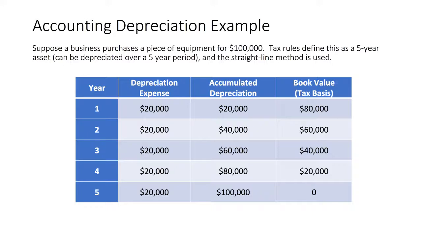That means we've now fully depreciated this asset. The full $100,000 has now been expensed, meaning our accumulated depreciation is $100,000, and our book value then is taken down to 0 at the end of year 5.